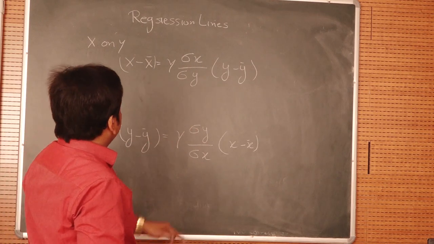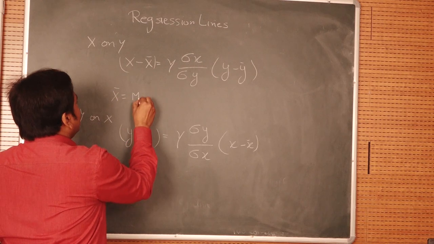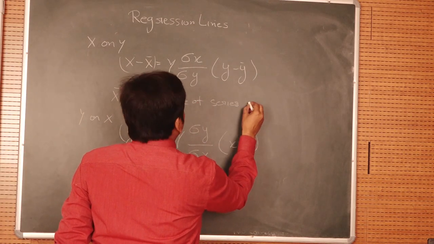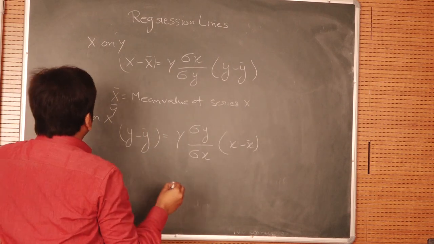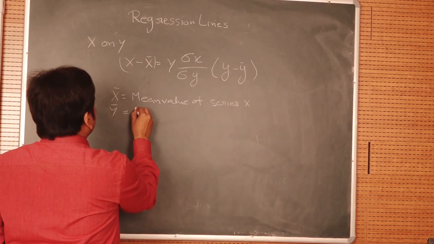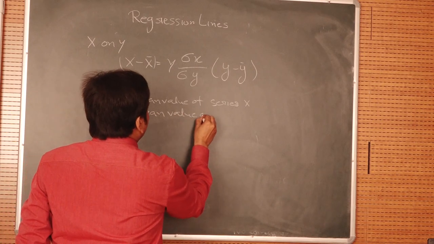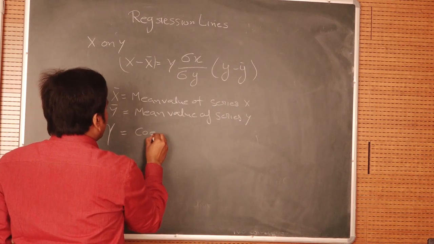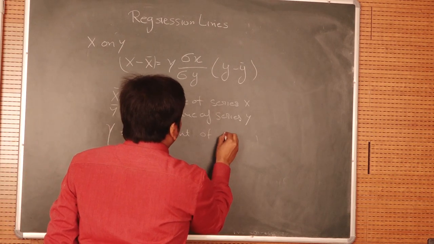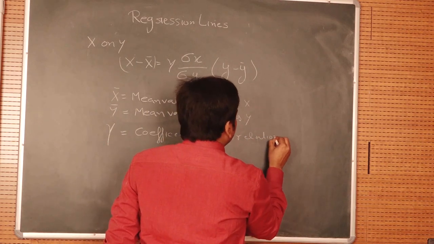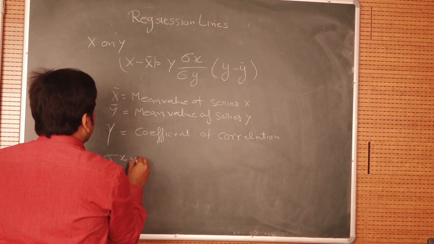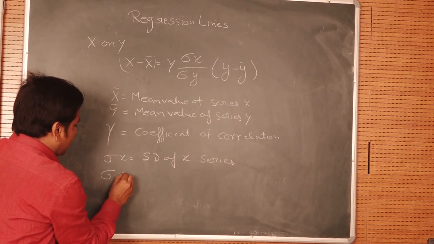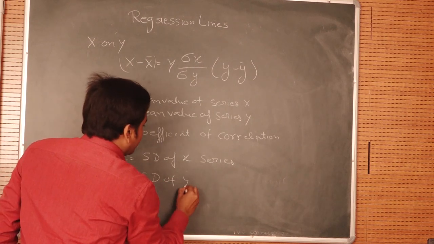Here, if we take into consideration, x bar stands for the mean value of series x, y bar stands for the mean value of series y, r stands for coefficient of correlation, sigma x stands for standard deviation of x series, and sigma y stands for standard deviation of y series.